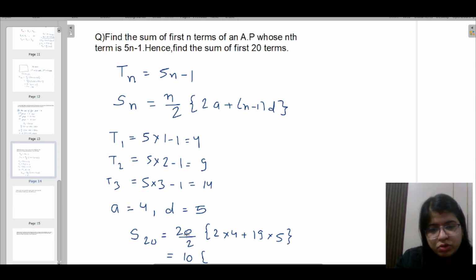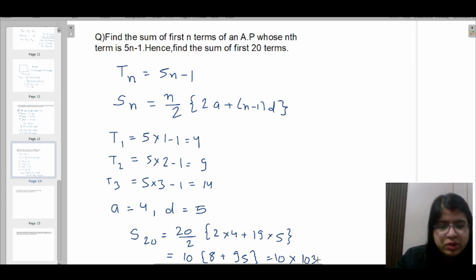Okay students. So 20 upon 2 we are getting 10. 2 into 4 will be 8 here. Then we have 95. So we have 10 into 95 plus 8, which will be how much here? We will have 103. So the answer will be 1030. So the sum of first 20 terms will be 1030.